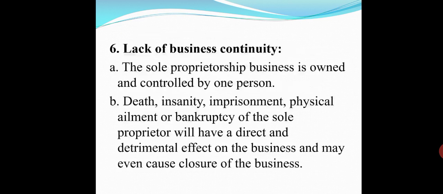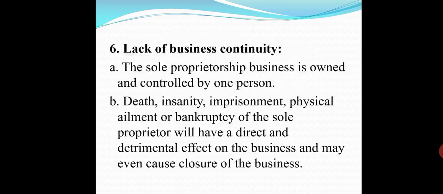Last one is lack of business continuity. As we have seen, one of the features is that it is easy to start and easy to close. Same way, this business lacks continuity. That is, it doesn't exist for a longer period of time. The sole proprietorship business is owned and controlled by one person. This is clear for everyone that it's a form of business organization which is owned, controlled and managed by a single person.